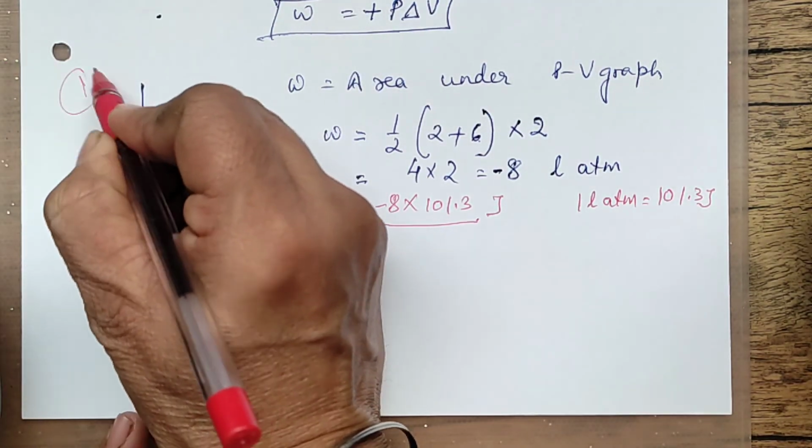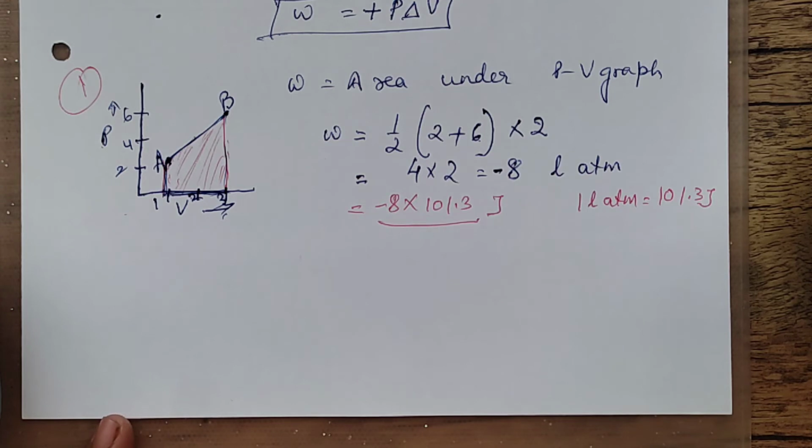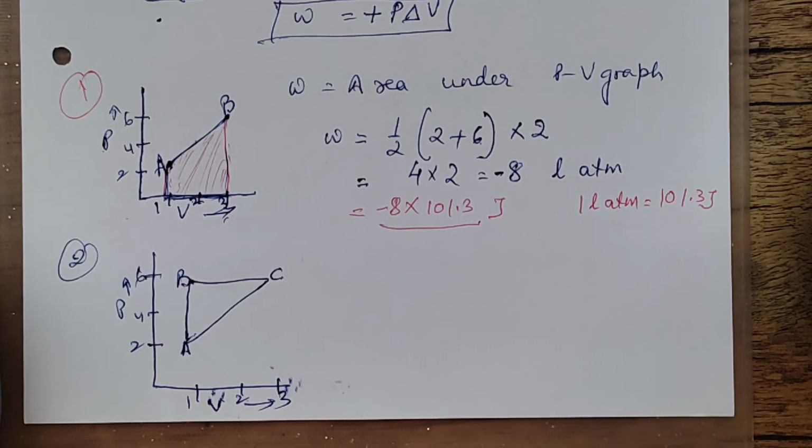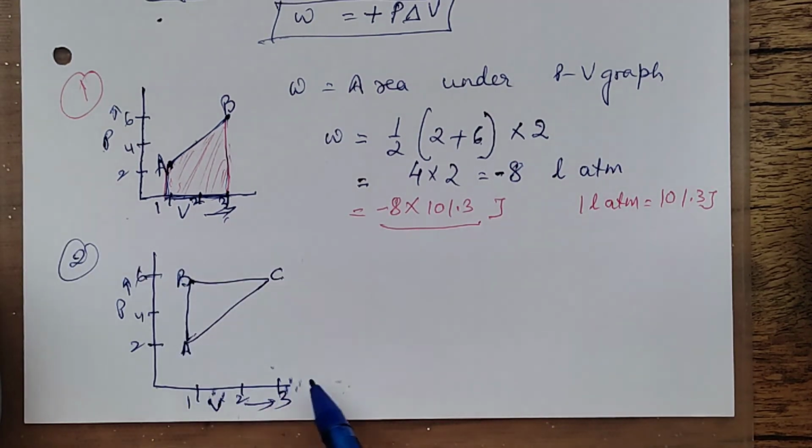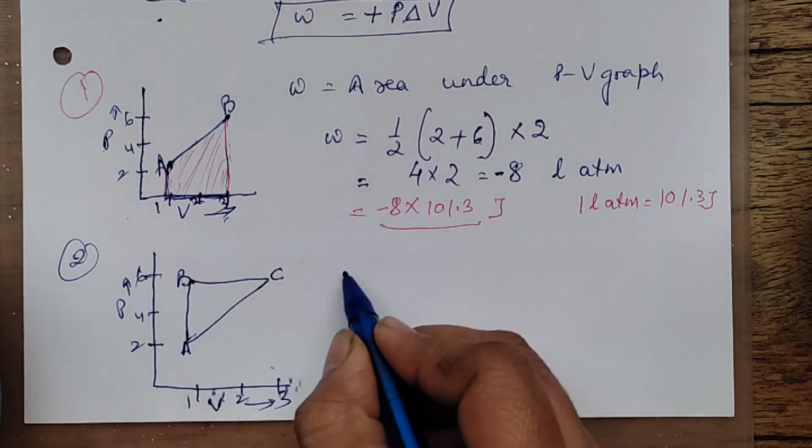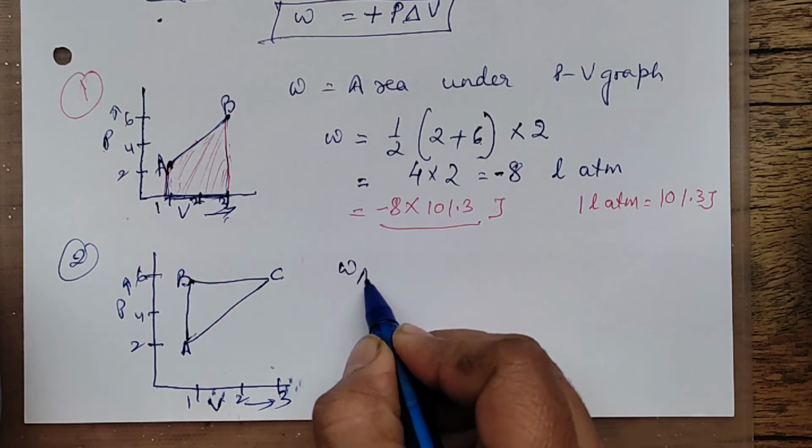This is one question we have discussed. Is this clear? Now suppose you are asked like this. This is one curve they have drawn. This side is volume, this side is the pressure, and you are asked to calculate the work done in moving the object from A to B.